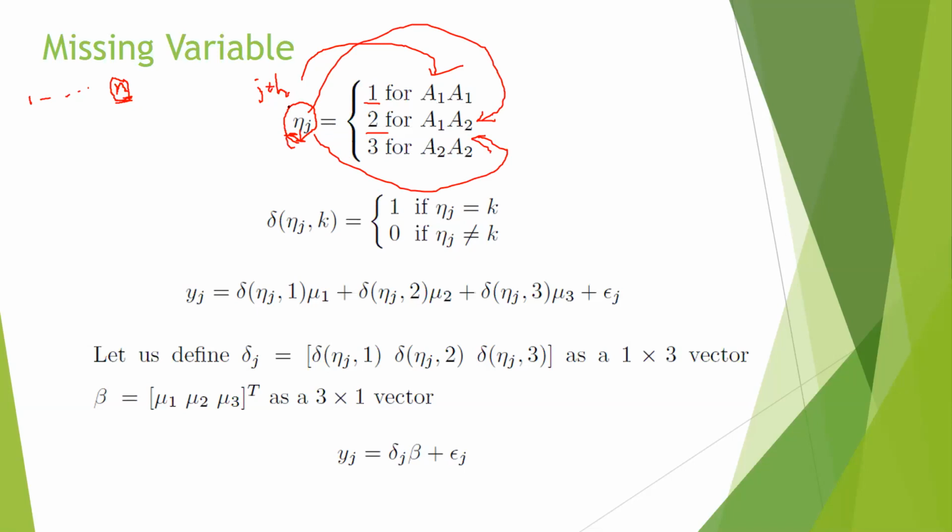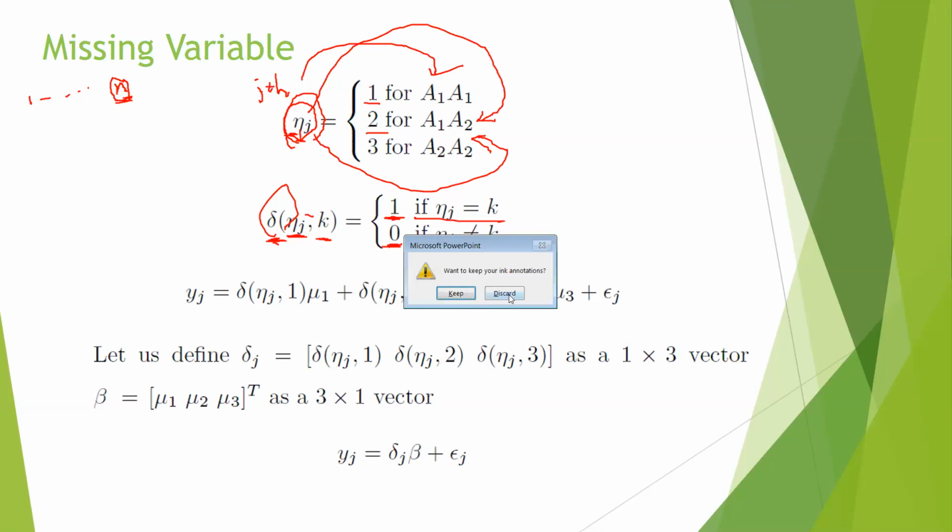Based on this eta, we can define another indicator function. In this function, we compare whether eta j equals this k. If eta j equals k, then the whole thing, the delta, will be equal to 1. Otherwise, this indicator function will be equal to 0. Am I clear? This is very confusing. Can we go over it one more time, Professor? Oh, yes, sure.